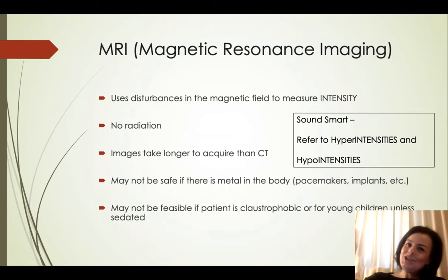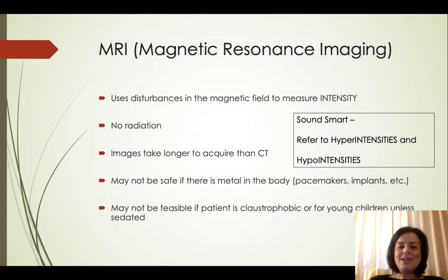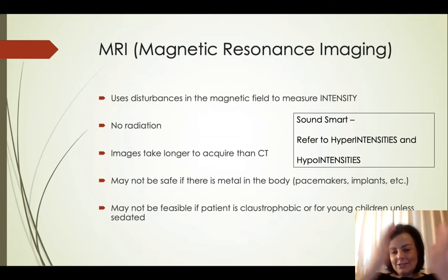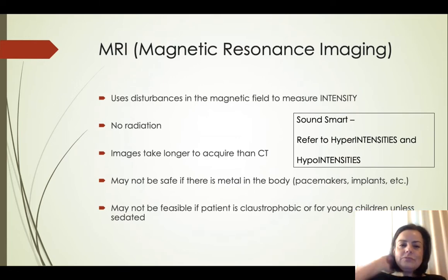Okay, so now we turn to MRI, which is a different modality. It doesn't use radiation, it uses magnetism, and it measures intensity. So instead of density, get used to talking about intensity here. It's pretty easy if you make that switch, density to intensity. You can just talk about hyperintensities and hypointensities, relative to the surrounding brain tissue.